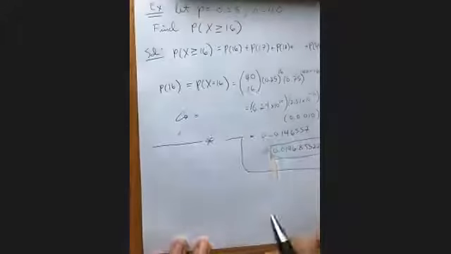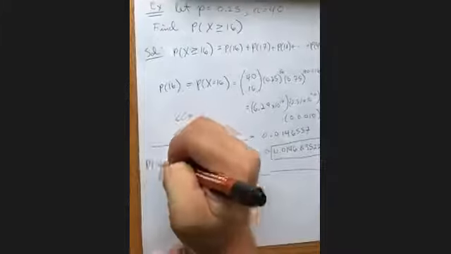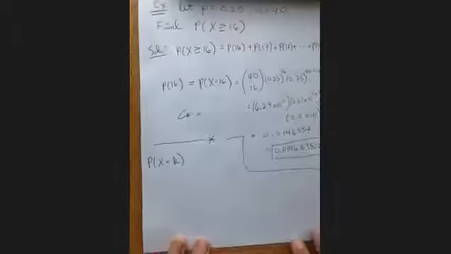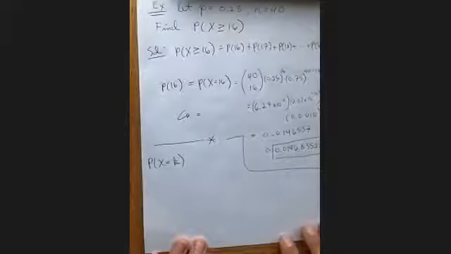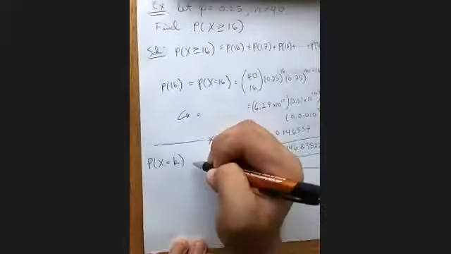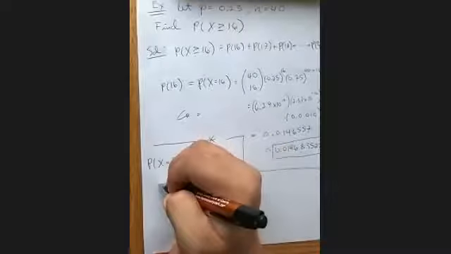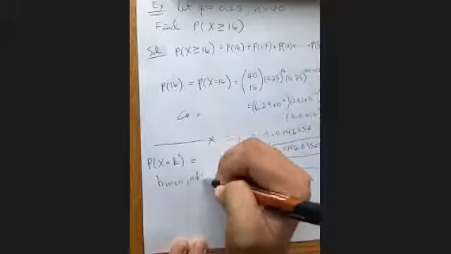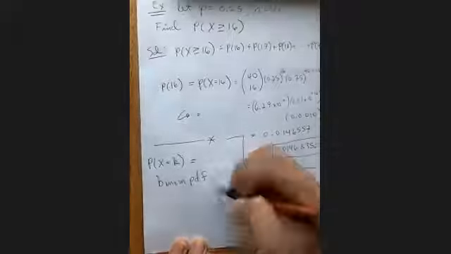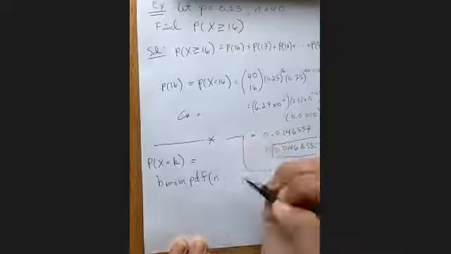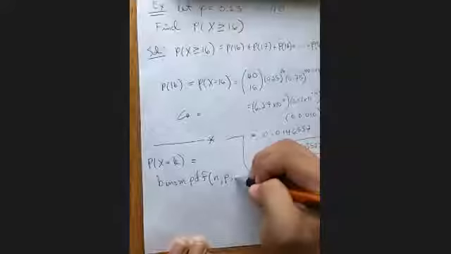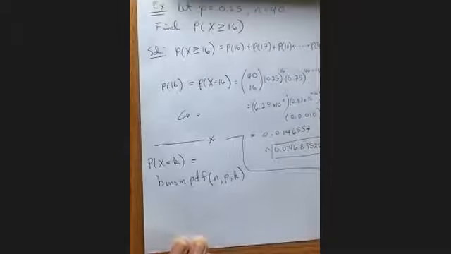as, let me just say this, P of x equals k in general for a binomial problem can be computed by choosing the Binompdf function and then telling it what n is, comma, what p is, comma, what k is.